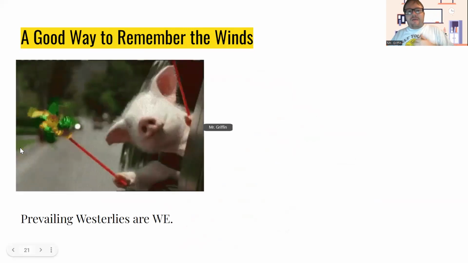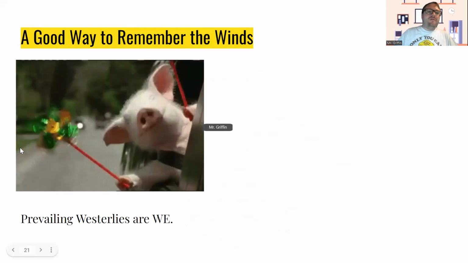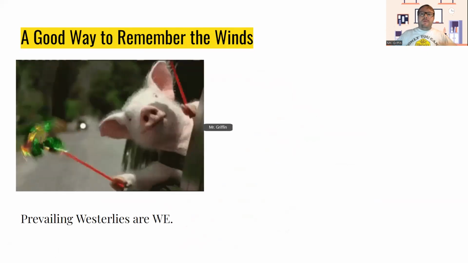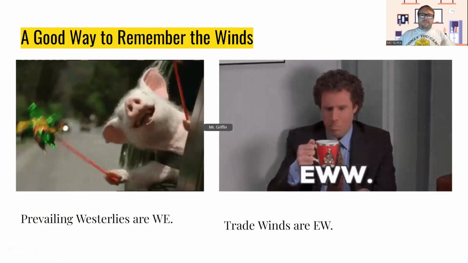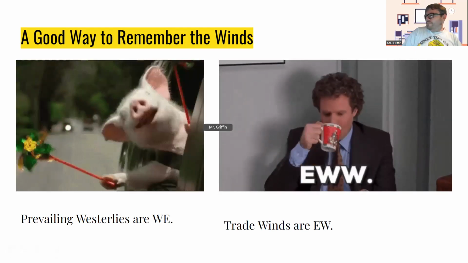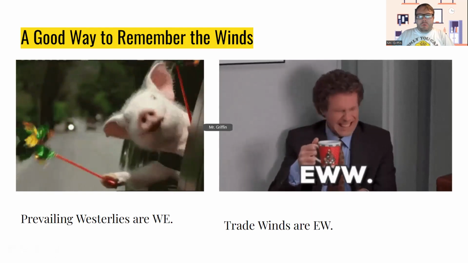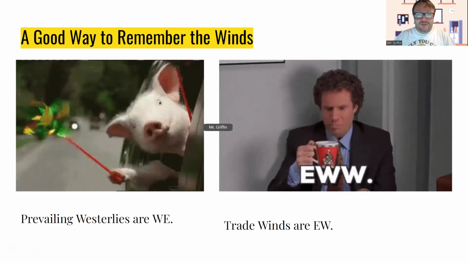This is a good way to help you remember. Prevailing westerlies are we. We, as in me and you, we live in the prevailing westerlies. And we, like that pig riding in the car, having the time of his life, he's saying we. So remember, we, west to east, prevailing westerlies. Trade winds are ooh. So, like Elf thinking that's hot cocoa and he's drinking coffee, ew, that's the trade winds and the polar easterlies.